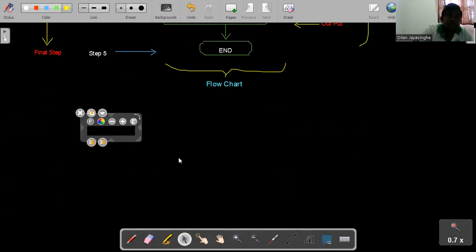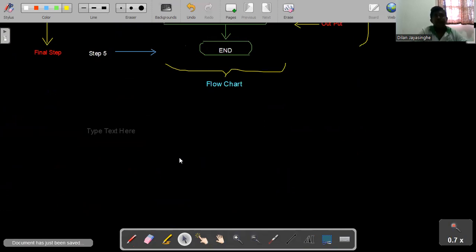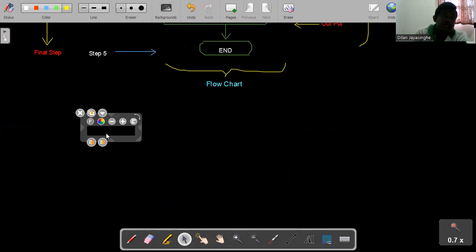Right? This is the method that we are doing in the textual manner. First, you have to begin the program. Begin the plan, right? Begin. Input.